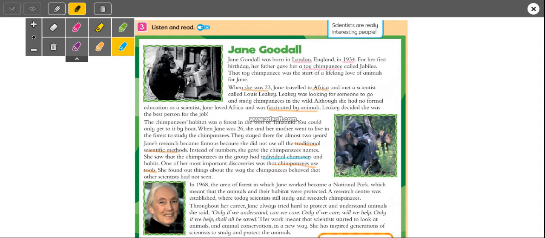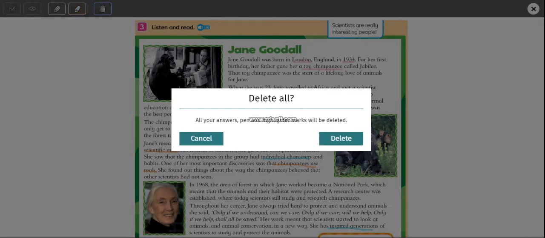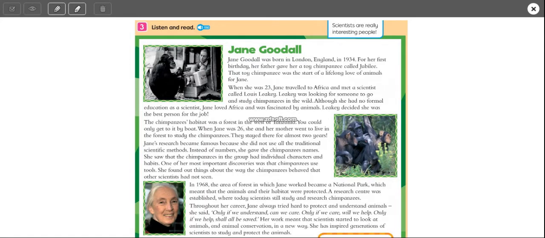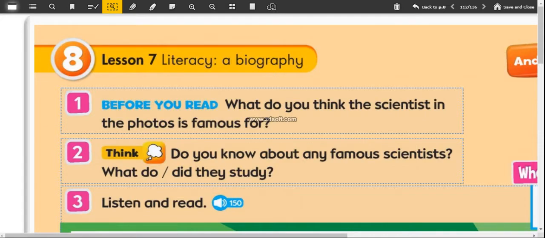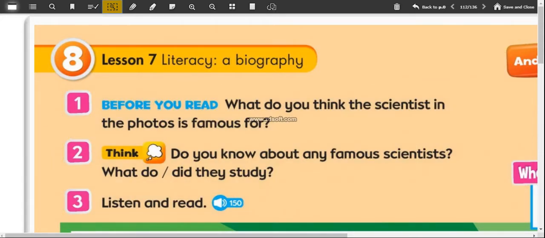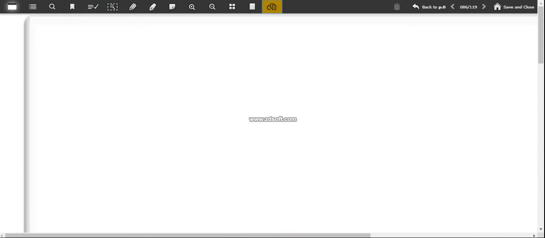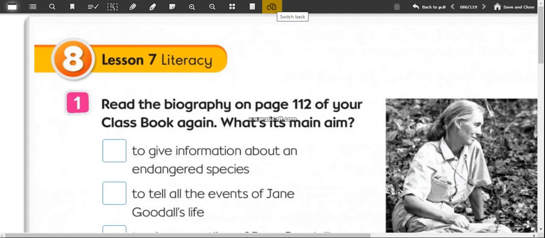Okay, so this way inspired other scientists. We can say that she has inspired generations of scientists to deal with animals differently. Is it easy for you now? Excellent. Now let's move to the questions in our workbook so we can answer about this text. Are you ready? Okay, let's go back here in the workbook, on page 86.